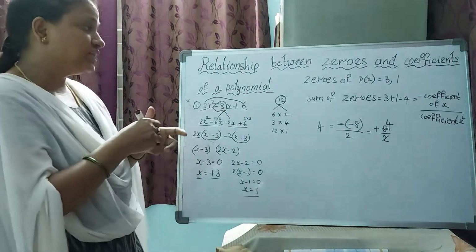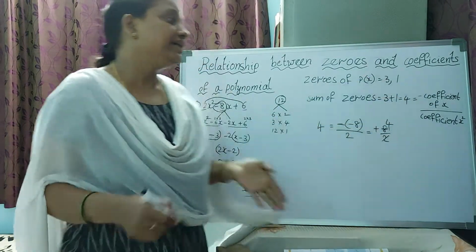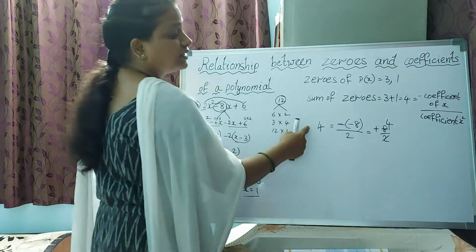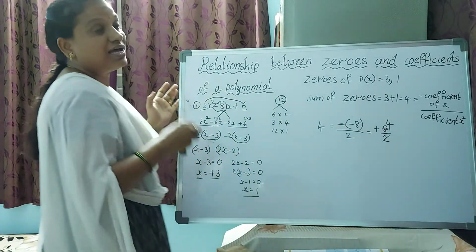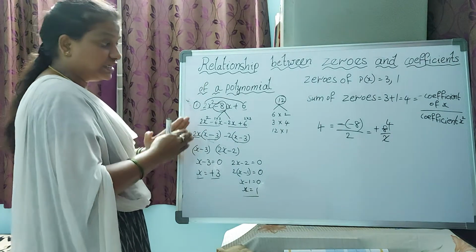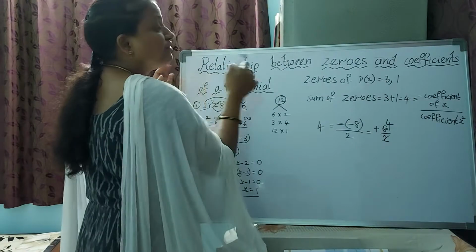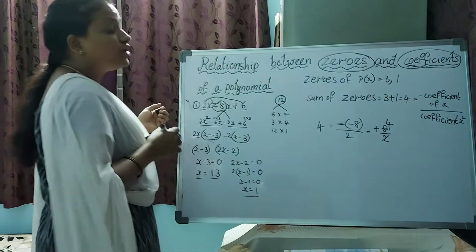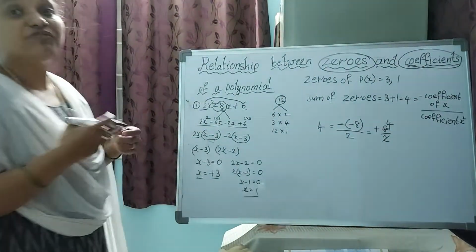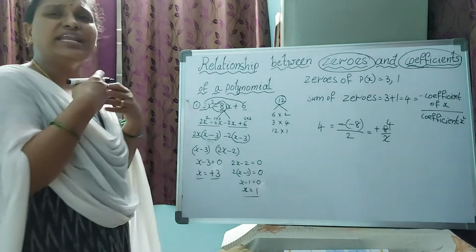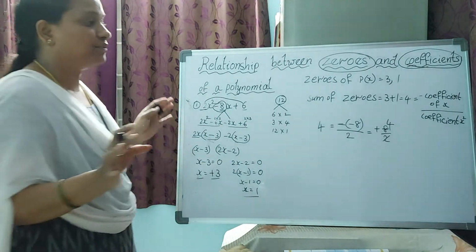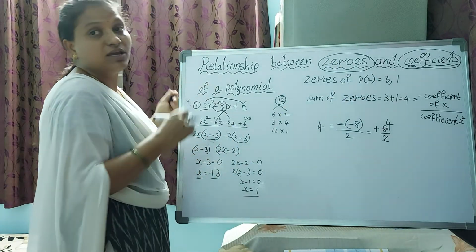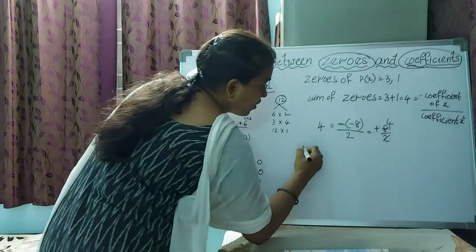So the sum of the zeros is 4. If you write minus coefficient of x by coefficient of x square and simplify, you will get 4. That means there is a relationship between these zeros and the coefficients. For any quadratic polynomial, the sum of the zeros is equal to minus coefficient of x by coefficient of x square. See, now the product, you see.